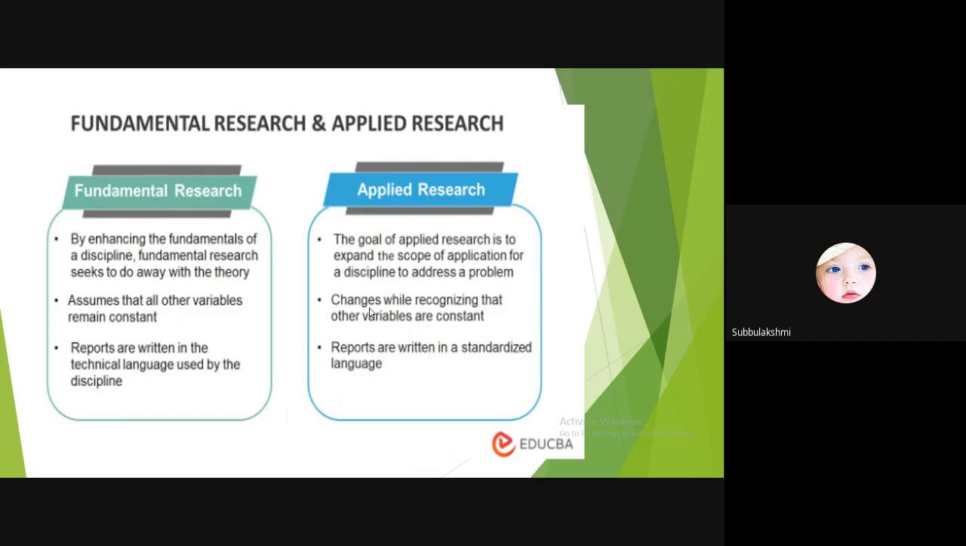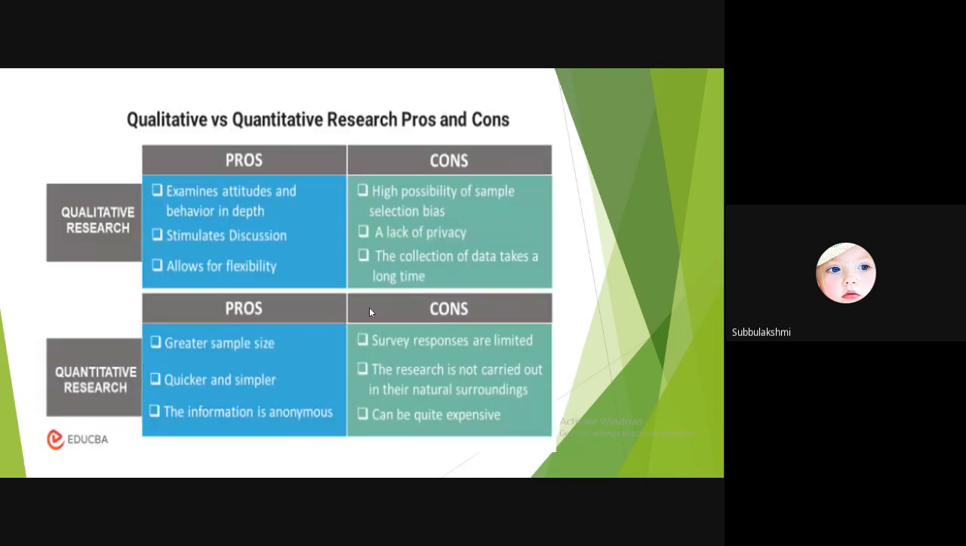So what are fundamental research and applied research? Fundamental researchers seek to develop theory, and we assume that all else remains constant and the reports are written in technical language. Whereas in applied research, there is a scope for application. We recognize the other variables are constant and the reports are written in a very standardized language.